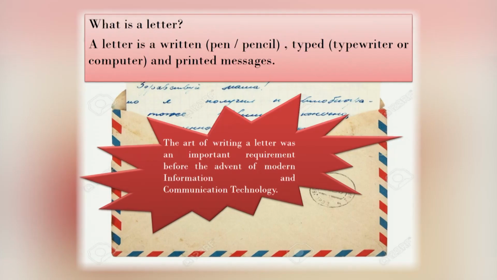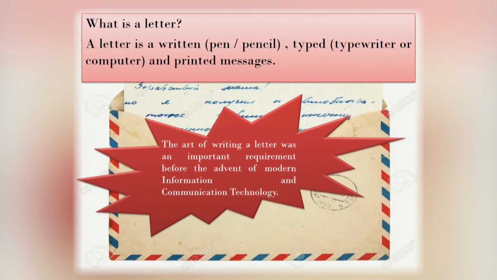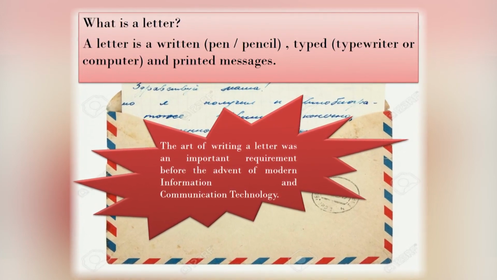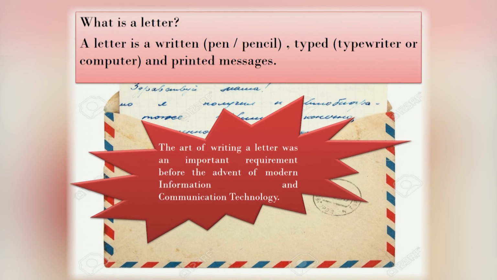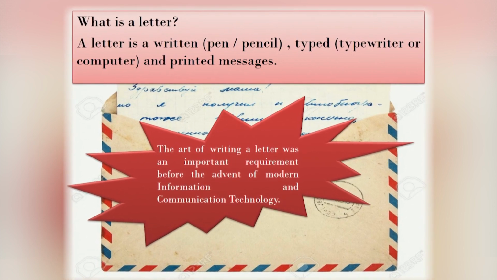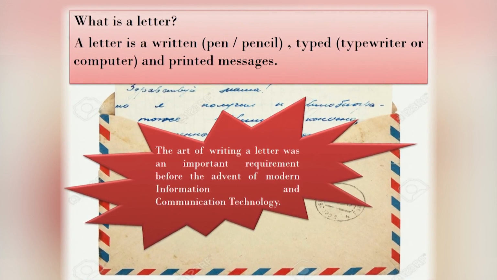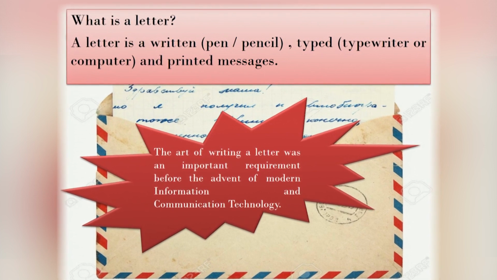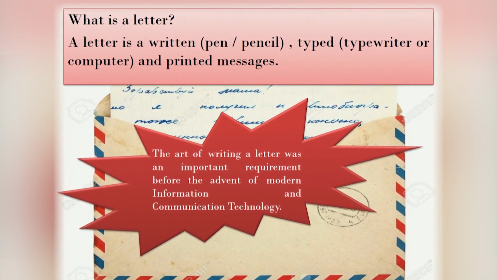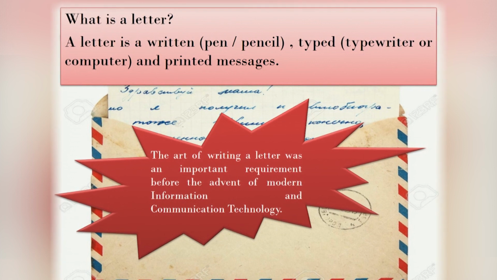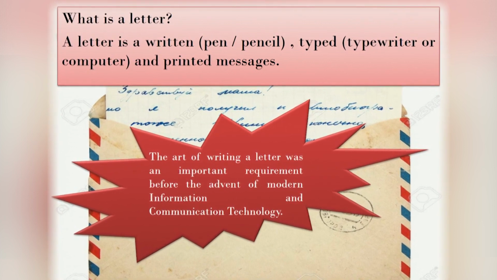Today, we would like to discuss environmental studies of class 3. The topic of this discussion will be "Here Comes a Letter." So, what is a letter? A letter can be of three types: written, which can be written with the help of a pen and pencil; typed, which can be typed with the help of a typewriter or a computer; and printed.